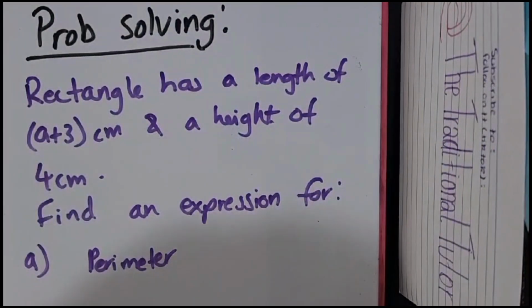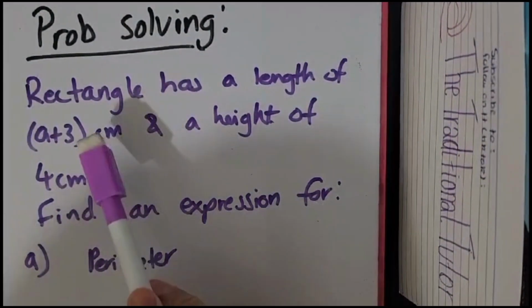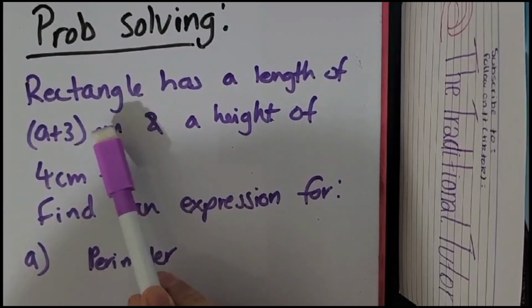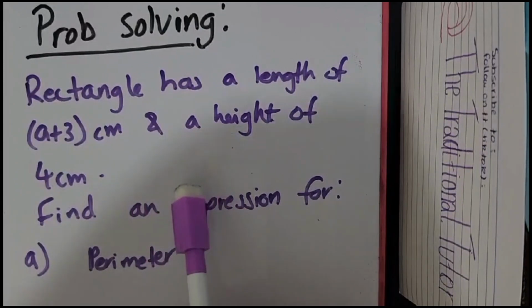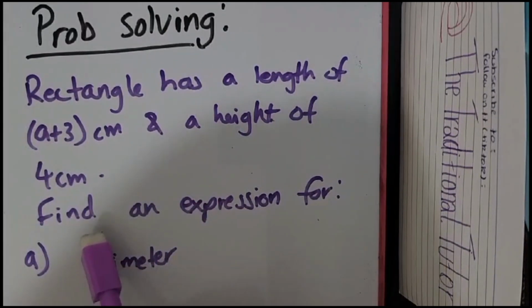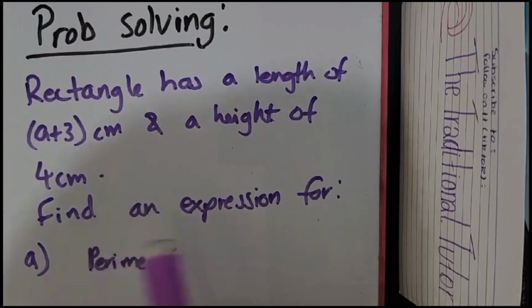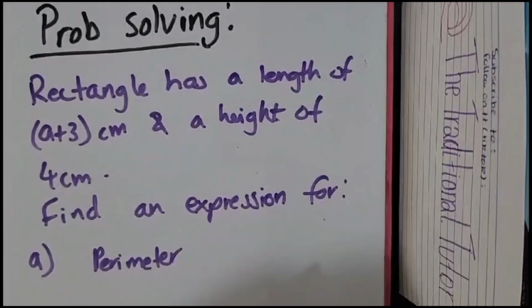Okay, so next I've got some problem solving questions for us to be doing. So for example, in the first one, we've got a rectangle has a length of a plus 3 centimeters and a height of 4 centimeters. And they want you to find an expression for its perimeter.